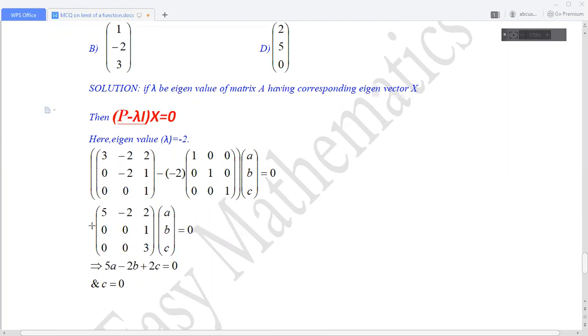And similarly, 0 times a will give 0, 0 times b will give 0, and 1 times c will give c. So c equals 0.